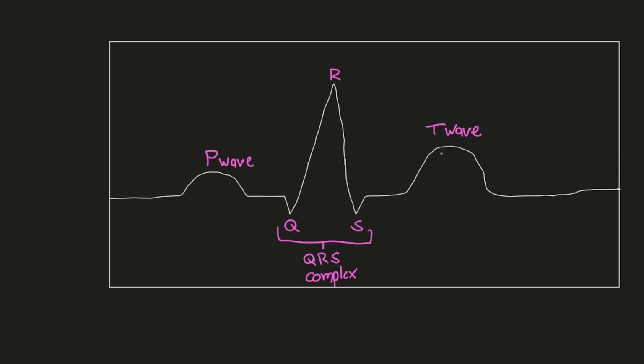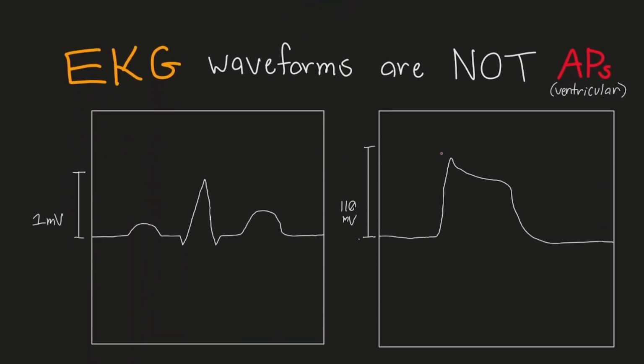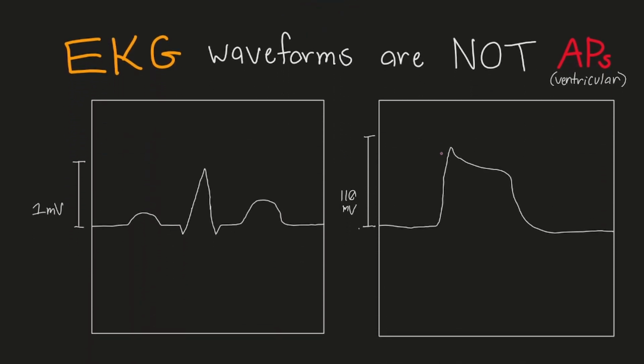Now, before analyzing any further, there's one thing to mention again, which is that EKG waveforms are not action potentials. And in this case, we're going to look now at a ventricular action potential, not just a general one. Looking at these two, the first thing we can see is that the EKG is much smaller than the ventricular action potential, and this is due to the EKG being recorded from the surface of the body, with this action potential being recorded intracellularly on one cell.